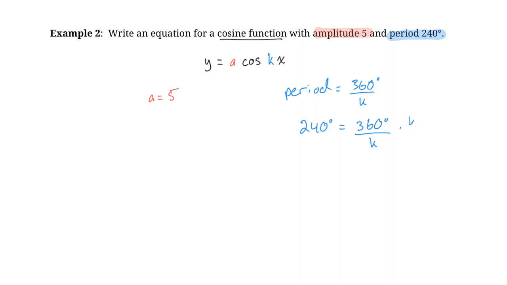So to get k on its own, first we need to multiply everything by k. And then we're going to need to divide by 240. So we need to do 360 degrees divided by 240 degrees. And that means our value for k is just 1.5. And now we can just substitute our new values for a and k into our cosine function, which makes this our new equation.